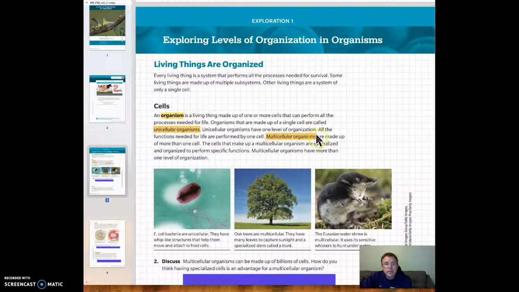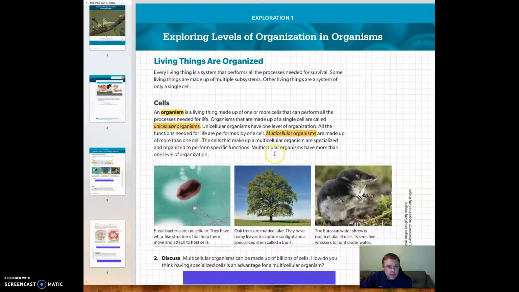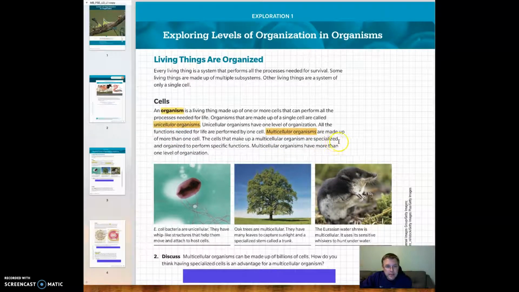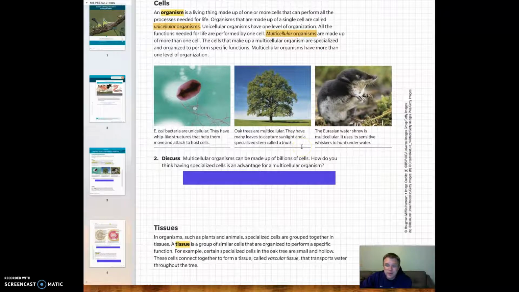If we're looking at a multicellular organism like our oak tree or our little shrew or a human, okay, it says they're made up of more than one cell, but that they're specialized, okay? Specialized cells to do specific jobs. And then those specific jobs, multicellular organisms are just kind of more efficient, able to do bigger jobs. There are advantages to being unicellular, but as far as efficiency and the things they're able to do, multicellular wins hands down.